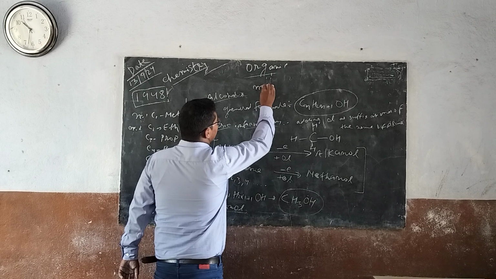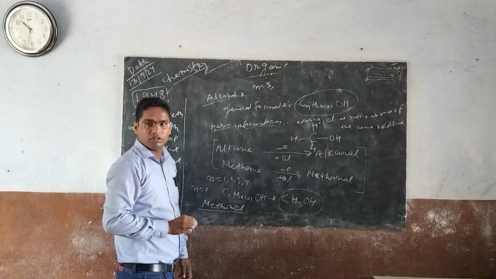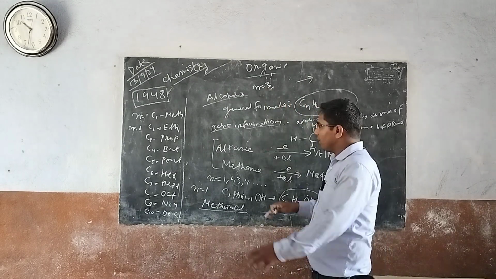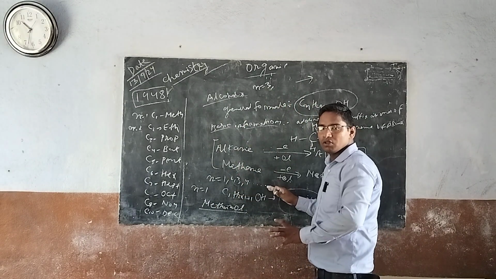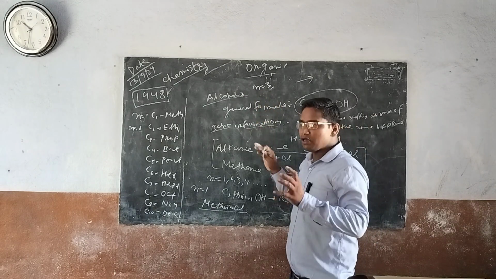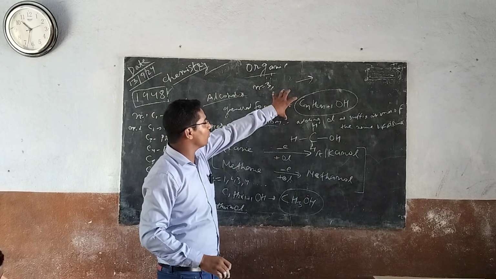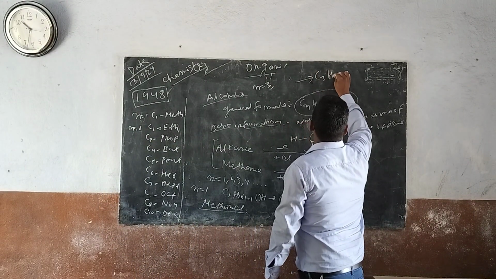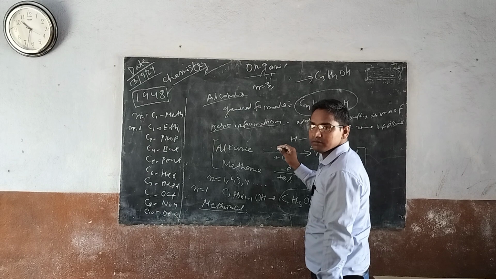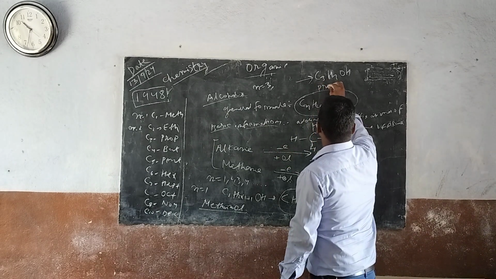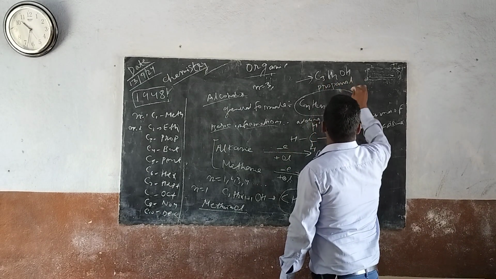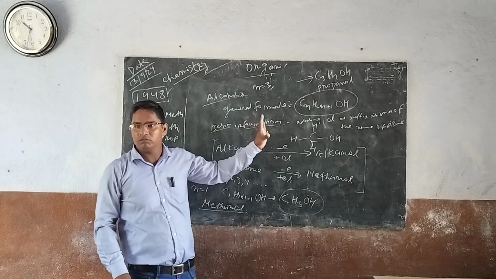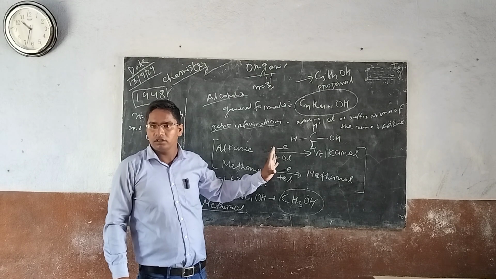Now n is equal to 3. What is the chemical formula when we take n equal to 3 in the alcohol group? C3H7OH, and the name is propanol. Very good. I hope everybody understood it. Any problem? Any query? Thank you.